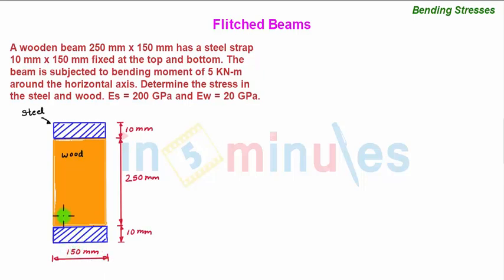Okay, so this is a representative diagram of this composite section of a beam according to the given data. We have this wooden beam of width 150 mm and depth 250 mm to which steel straps have been placed at the top and bottom, whose dimensions are 10 mm depth and the same 150 mm width. So in this problem we have been asked to find the stresses in steel and wood.